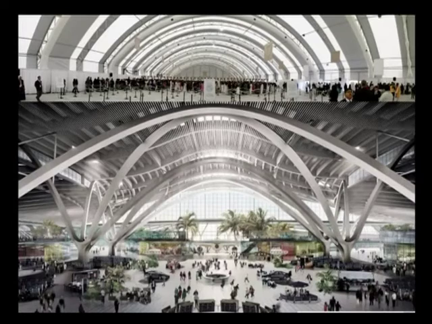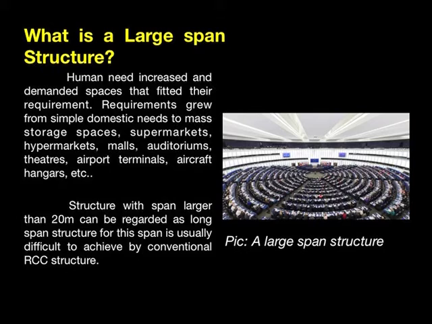That space in an auditorium, that space in a movie theater, that space in a vast space needs to be column free. That is when we got the need for large span structures. These large span structures, as the name suggests, span increasingly longer spans. They are wider, they are bigger, sometimes they are taller as they are required to be. Let us look at what large span structures are.